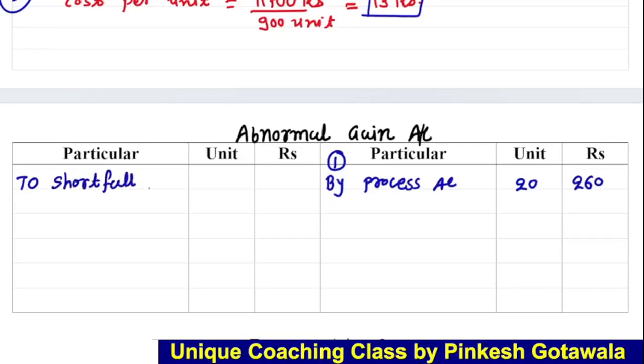To shortfall in sale of normal loss. Now what is this? To shortfall in sale of normal loss. So I will explain this second effect, the second entry.